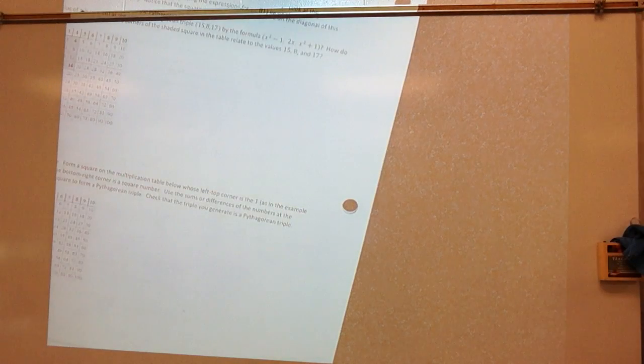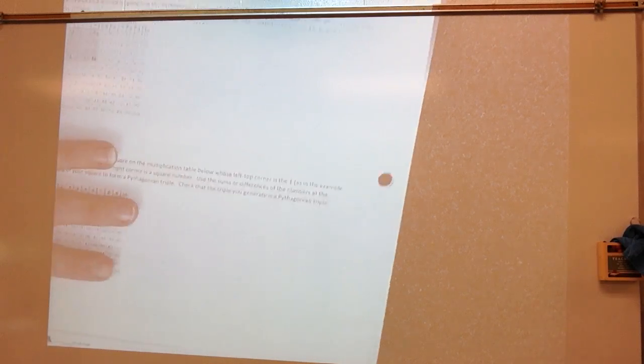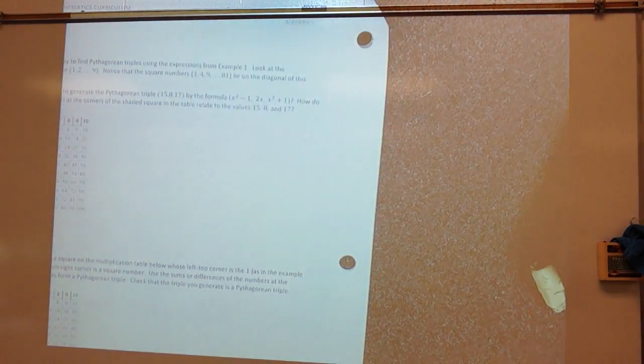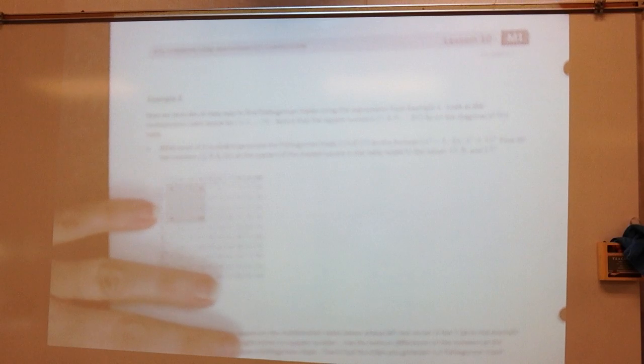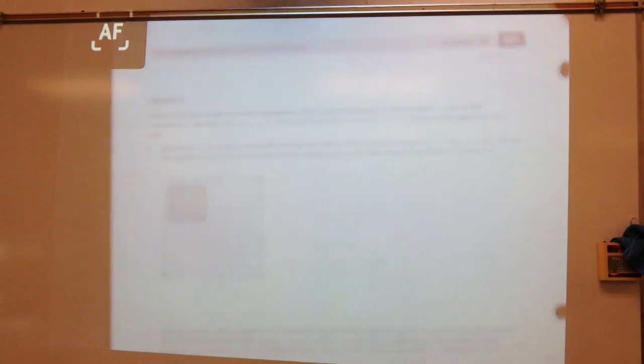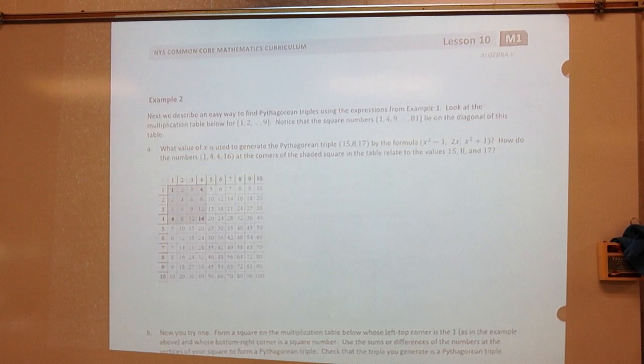All right, example number 2. This example shows a clever way to remember that x squared minus 1, 2x, and x squared plus 1 can be used to find Pythagorean triples. All right, so it says next, we describe, sorry guys, it's really difficult to make sure it's in the camera and focused. It says next we describe an easy way to find Pythagorean triples using the expression from example 1.